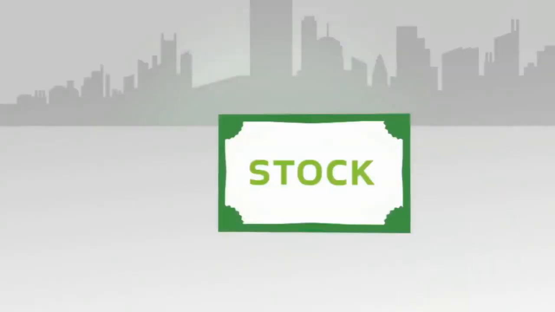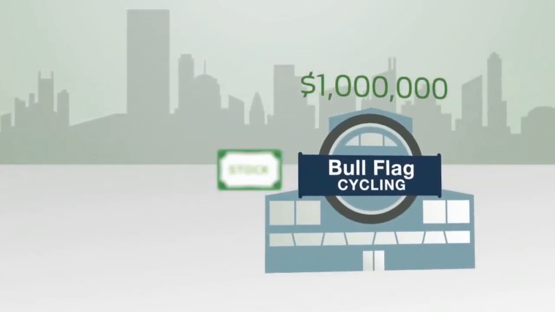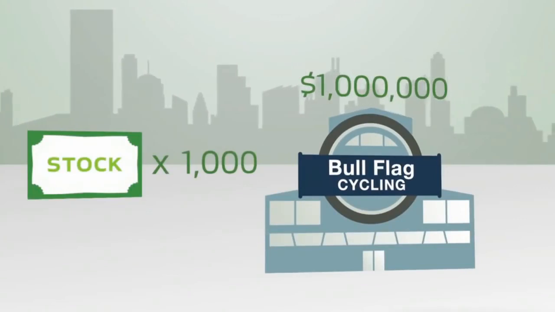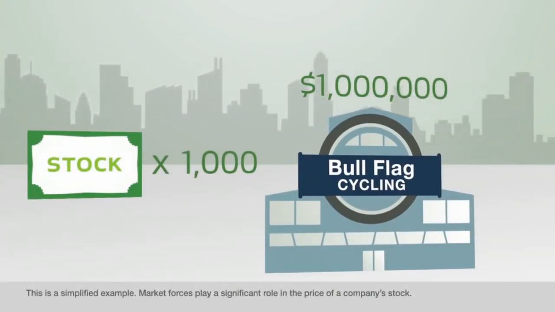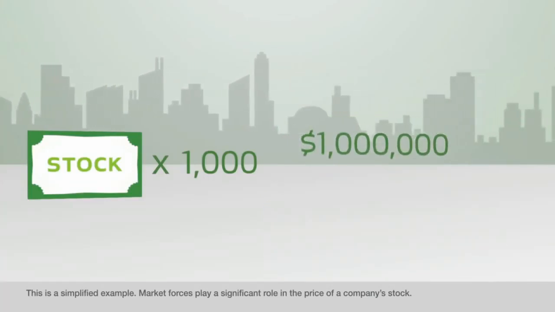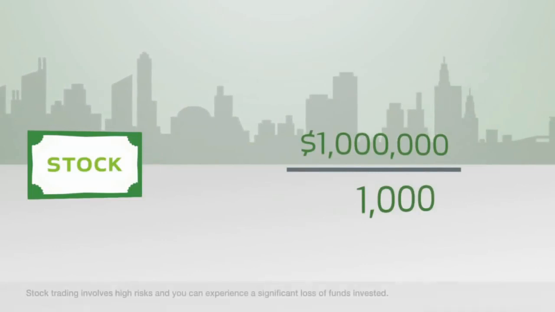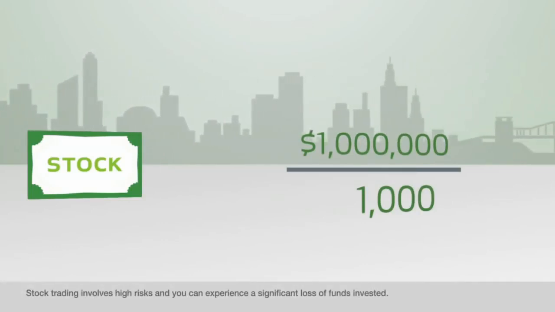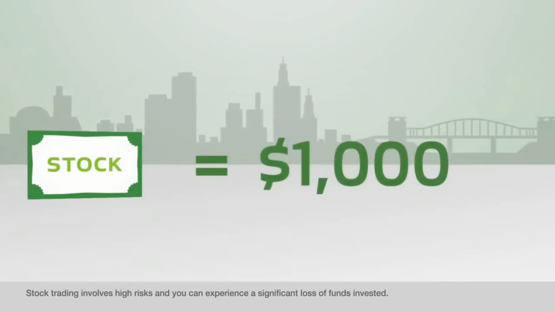So how much does a share cost? Suppose the company decides to raise $1 million, and it decides to issue 1,000 shares of stock. Because each share represents a fraction of the company's worth, and there are 1,000 shares, each share represents 1/1000th of Bull Flag Cycling. Because the company is raising $1 million at the initial public offering, or IPO, each share would be initially valued at $1,000.